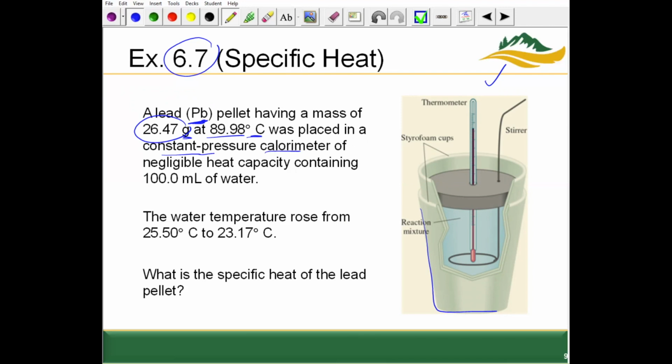The coffee cup calorimeter itself has a negligible heat capacity, meaning that it's not going to absorb any heat or change temperature itself, ideally. Right, so no heat is leaving or being entered into the system. So we're saying the heat capacity of the calorimeter itself is negligible. We'll talk about an example where it's not. That gets into bomb calorimetry. So here though, let's get back to this one.